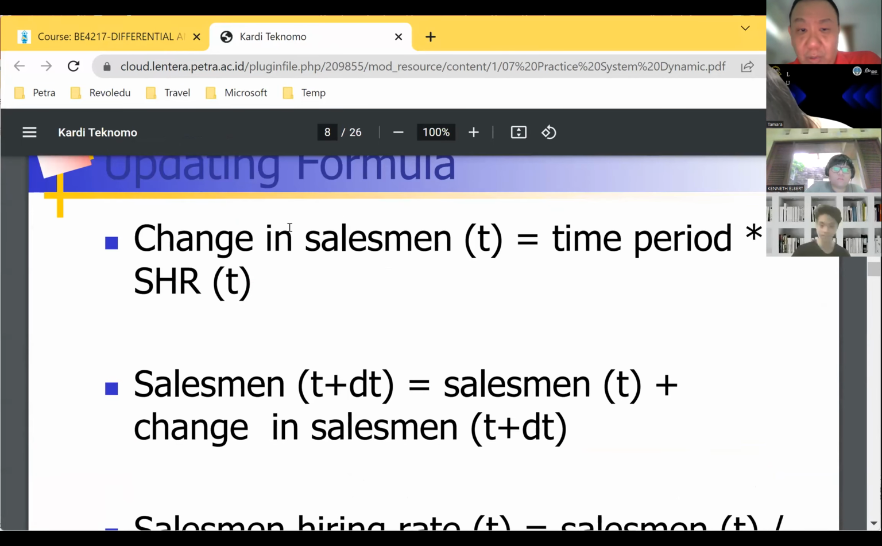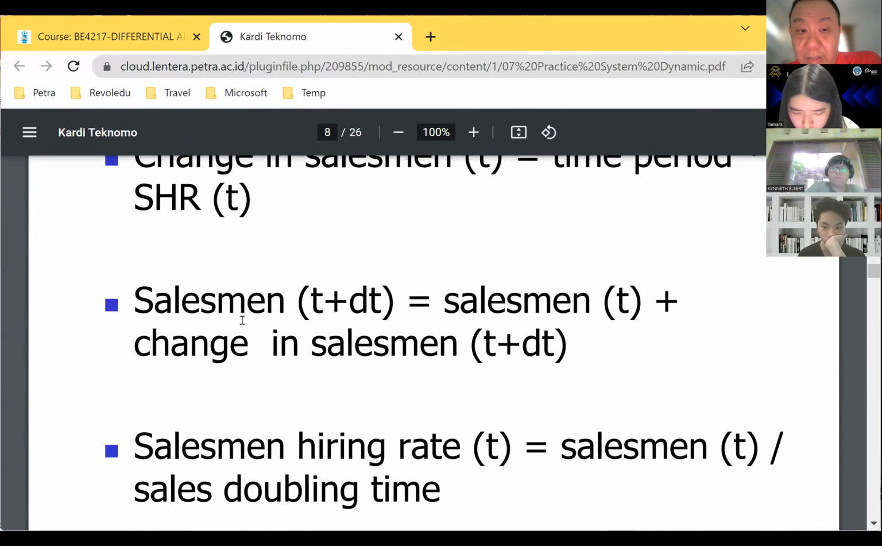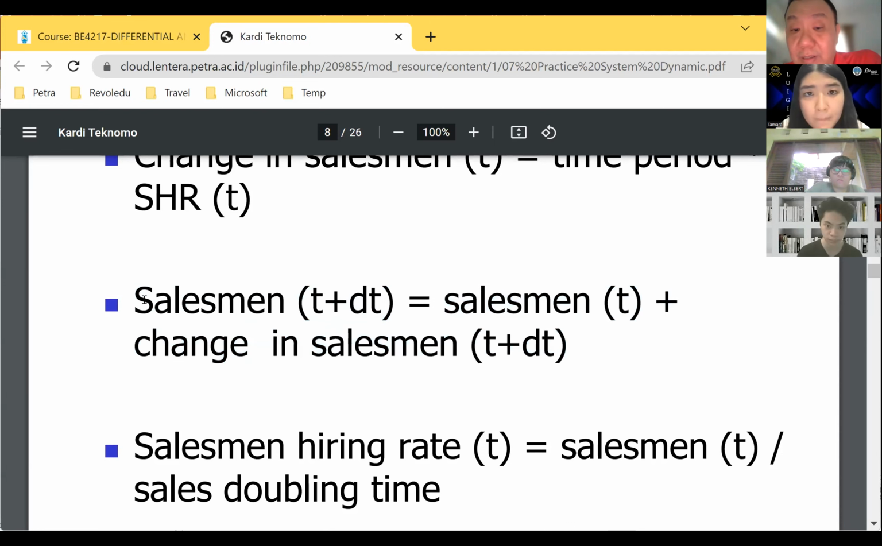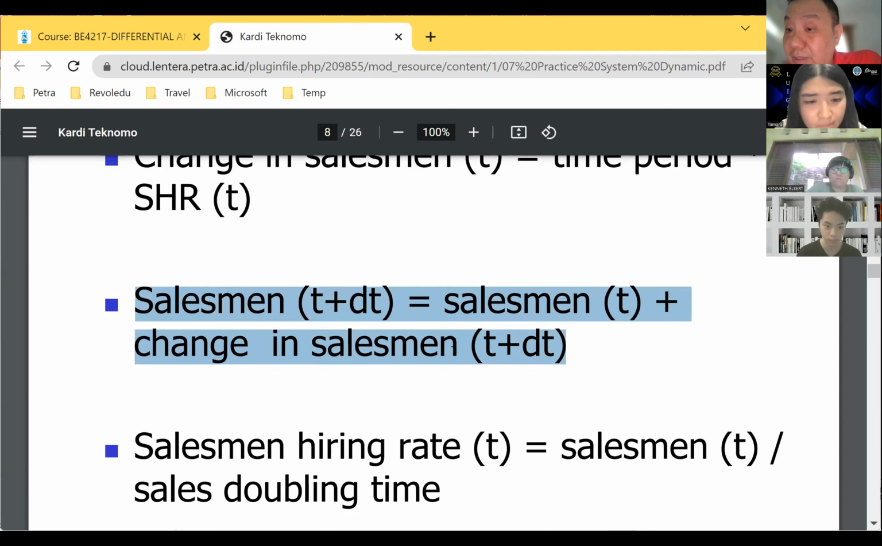So this is how you update the formula. The change in salesmen is just the time period multiplied by the salesman hiring rate, right? And then the salesmen at time t plus dt is just the salesmen at time t plus the change in salesmen, right? So what is this? This is just the first order difference equation, isn't it? The level equation is always this, first order difference equation, very simple, right?